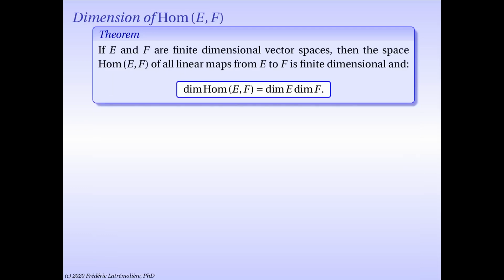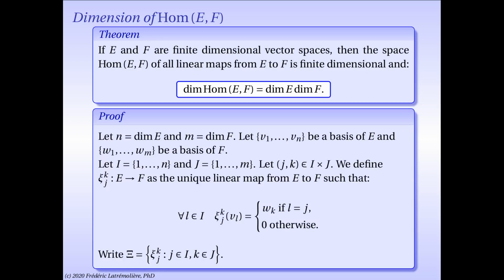Now, we are ready to prove the main theorem for this lecture, which is the dimension of the space of all linear maps between two finite dimensional vector spaces. So if E and F are finite dimensional vector spaces, then the space of all linear maps from E to F is finite dimensional, and its dimension is the product of the dimension of E by the dimension of F. Let's prove this result.